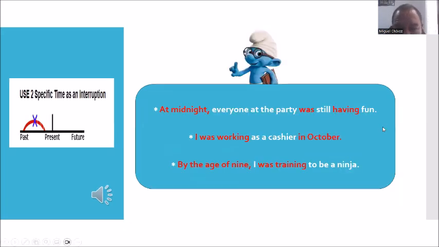When you mention an exact time in the past, use the past continuous tense if the action started before that time and continued after that. If the action begins at the time mentioned, use the simple past instead. For example, at midnight, everyone at the party was still having fun. I was working as a cashier in October. By the age of 9, I was training to be a ninja.